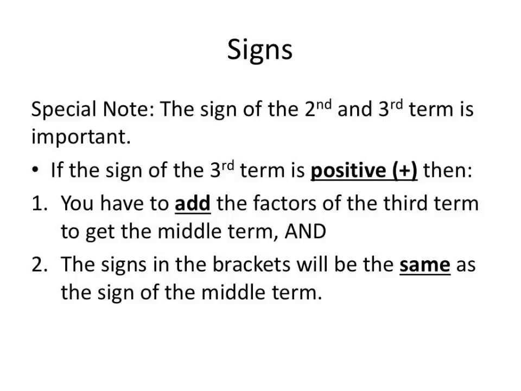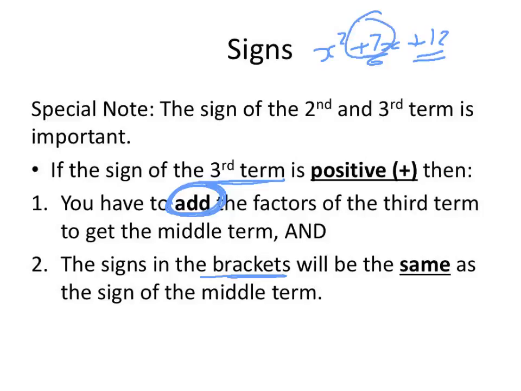So just a note on the signs. The signs of the second and third term are really important. If the sign of the third term, so let's just get this back up. We had x squared plus 7x plus 12. That was the question we've just done. This third term, if the sign is positive, it says find the factors of the last term and add them together to get the middle term. It also tells me that the signs in the brackets, when I factorized, are going to be the same. And to find what the sign is, we look to this middle term here, that one there. The signs are both going to be positive. So the sign of the second and the third term is really important.